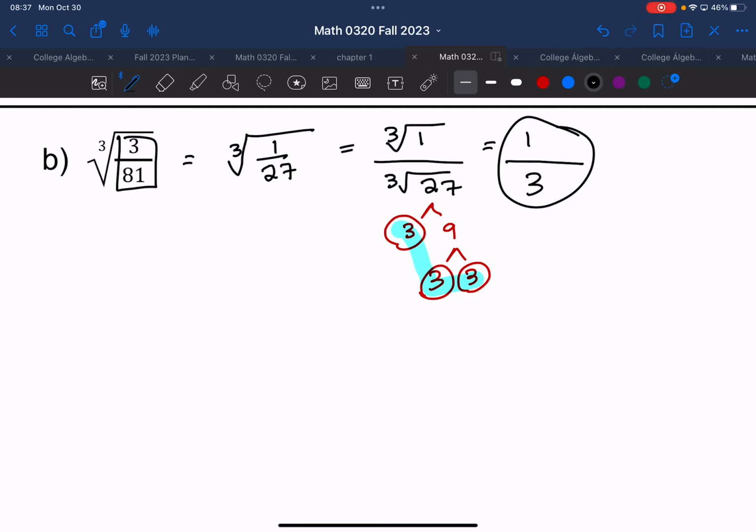Or you could always check on your calculator, do the cube root of 27. If you get a whole number, that's fine. If you get a decimal, then I need to see the prime factor tree.